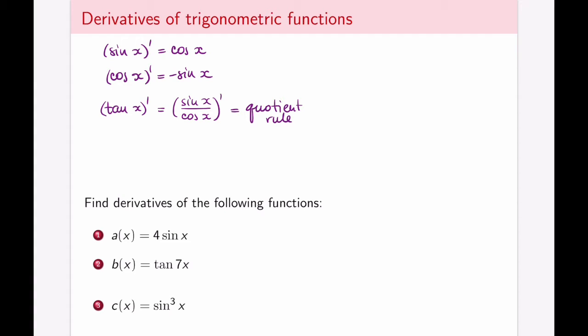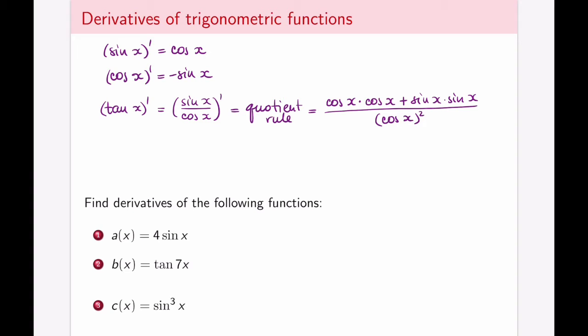Let's see how this would work out. So the quotient rule says, first of all, the derivative of the top, which is the derivative of sine, which will be cosine, times the bottom, so times cosine, minus the top, so sine of x, times the derivative of the bottom. So the derivative of cosine of x is minus sine of x. So times negative sine of x, I will turn this into a plus right away so that I don't have to rewrite this entire expression. And then the quotient rule says to divide by the denominator squared.